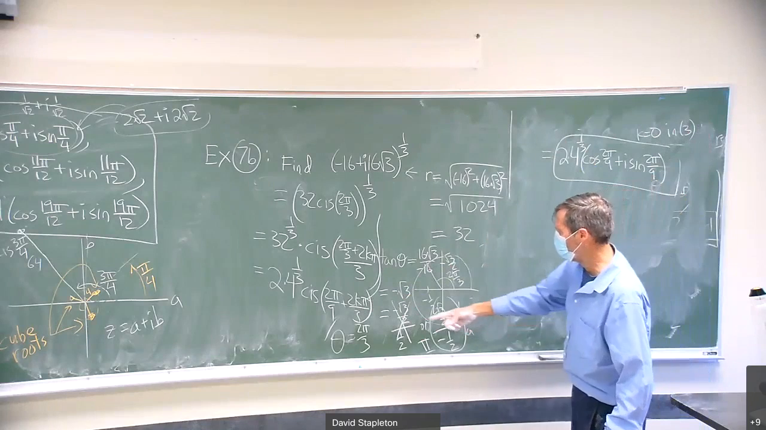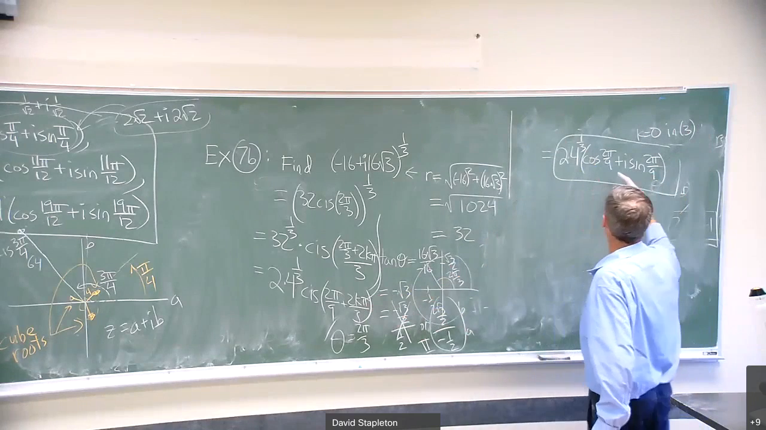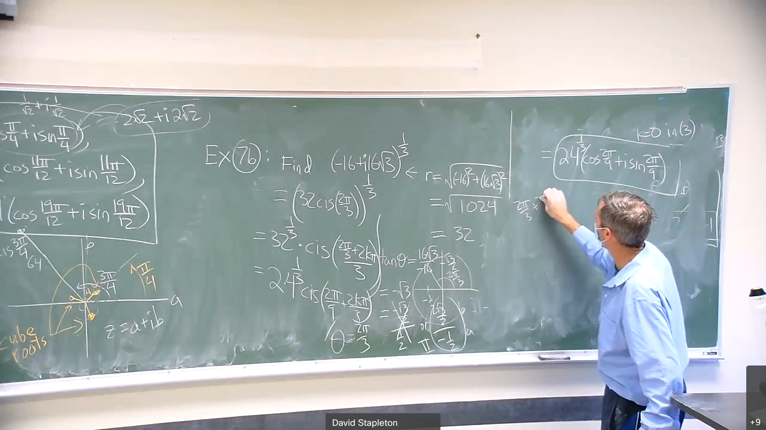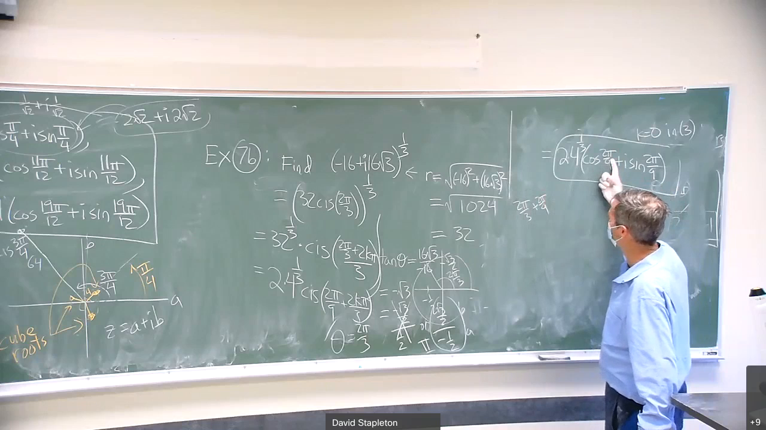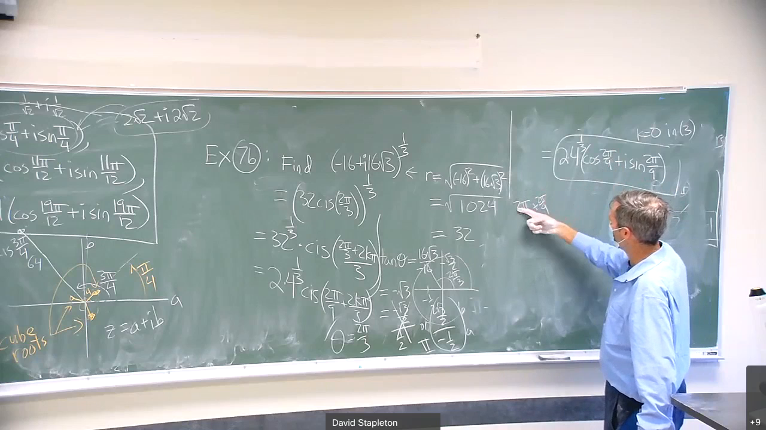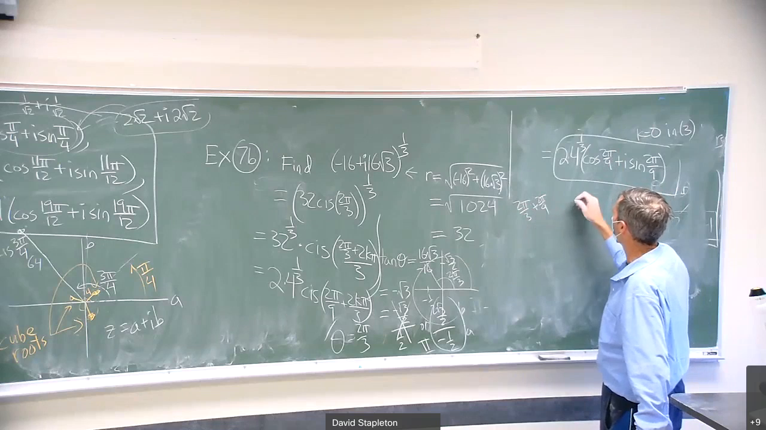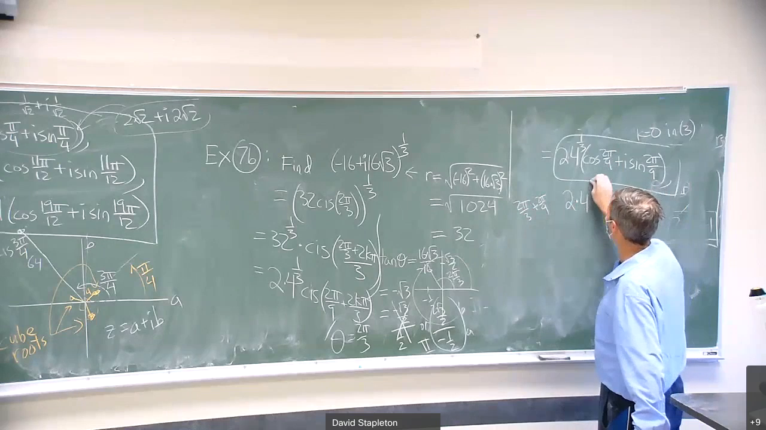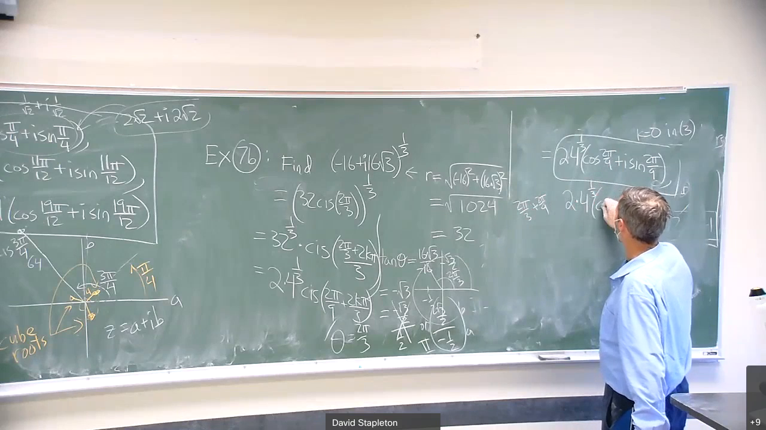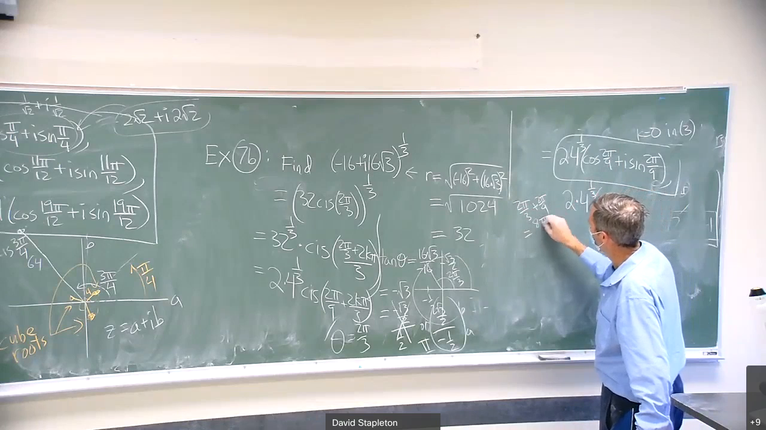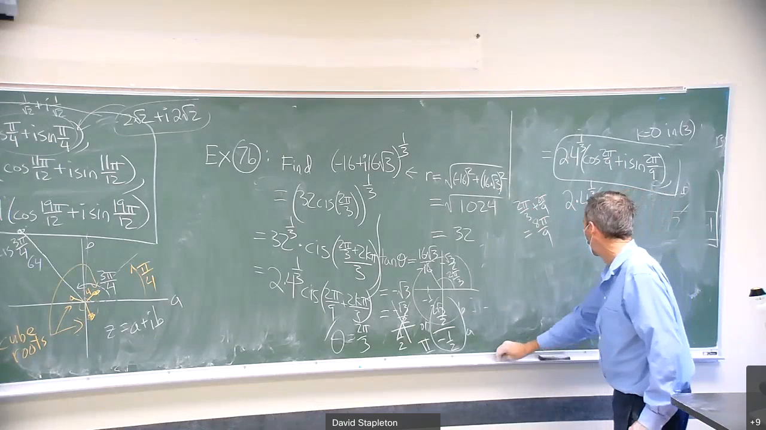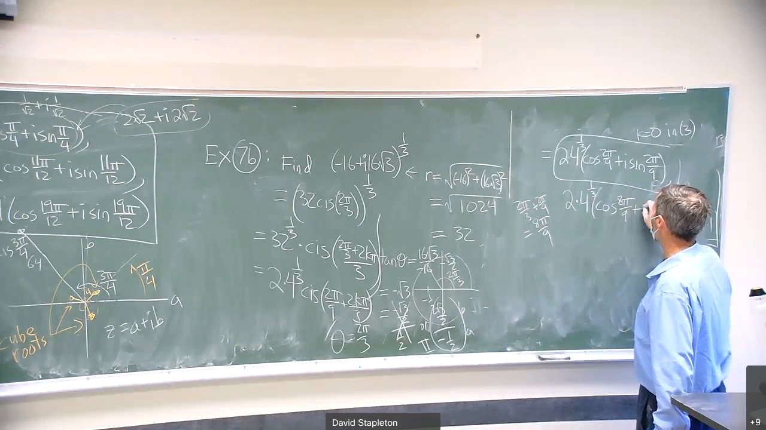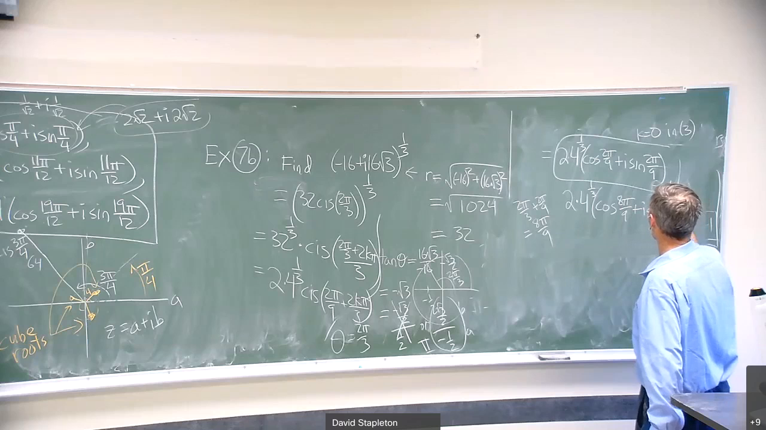K equals 1 adds 2 pi over 3 times 1. So I get 2 pi over 3 plus 2 pi over 9. Right? Gives me, let's say, 6 pi over 9 plus 2 pi over 9 is 8 pi over 9. So this is now 2 times 4 to the 1/3 times cosine 8 pi over 9 plus I sine 8 pi over 9.